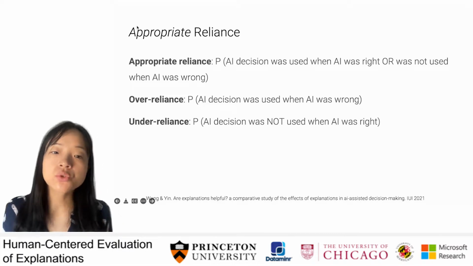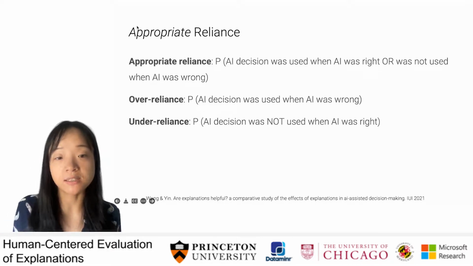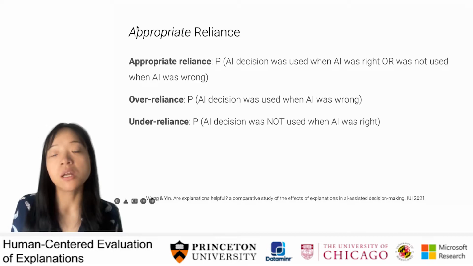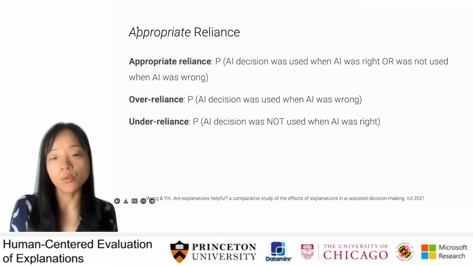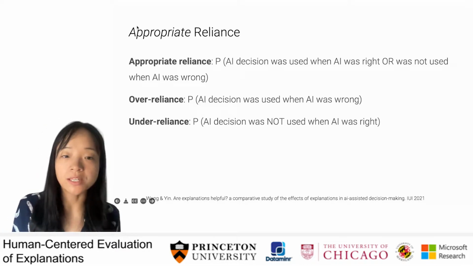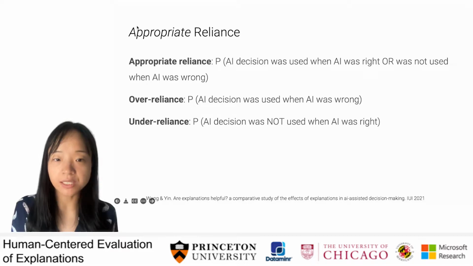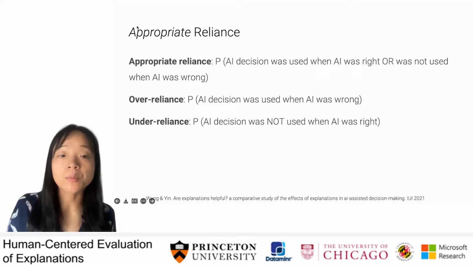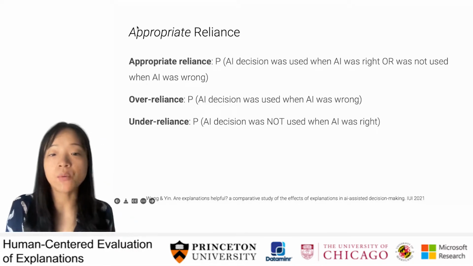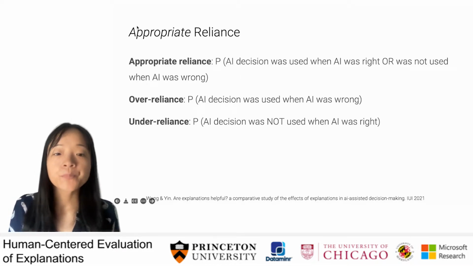You can also choose to measure appropriate reliance, which would give you a more precise understanding of whether explanations improve appropriate reliance or lead to the problems of over or under reliance. The key is to separate cases where the AI's decisions were right and were wrong based on the ground truth labels. Appropriate reliance is the percentage of cases where the human either correctly followed the AI when it was right or correctly rejected it when the AI was wrong.